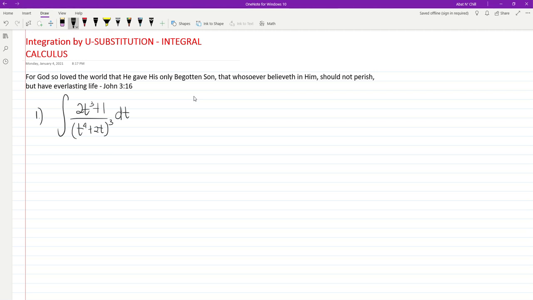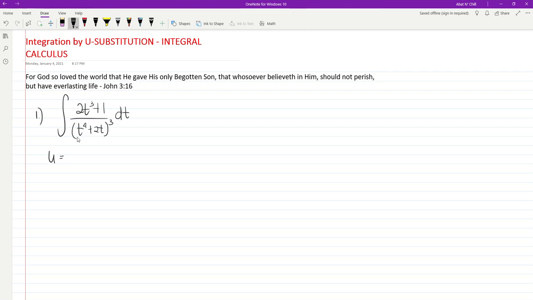So let's get started. The first one is that we have the integral of 2t cubed plus 1, all over the quantity t raised to 4 plus 2t raised to 3, dt. The very first thing that we're going to do here in u-substitution is that we know the integral is solvable by u-substitution if we let some variable u in our equation.